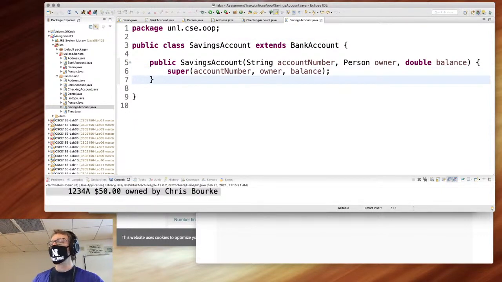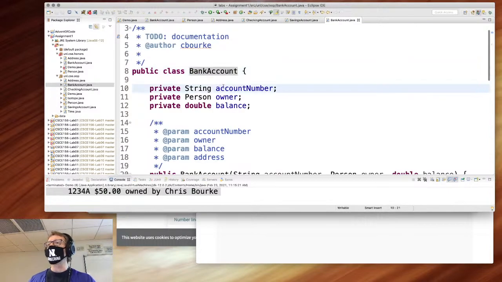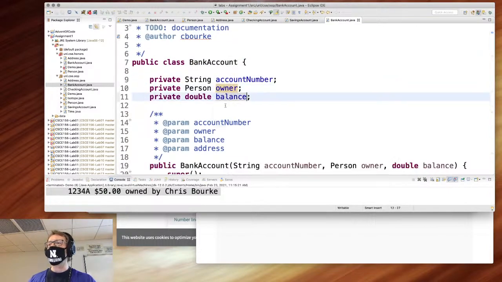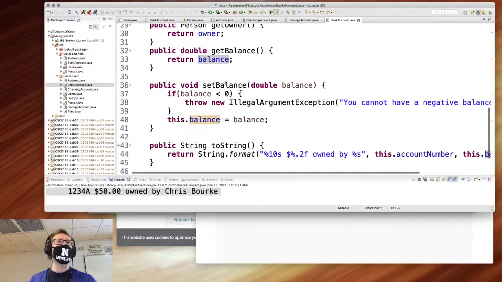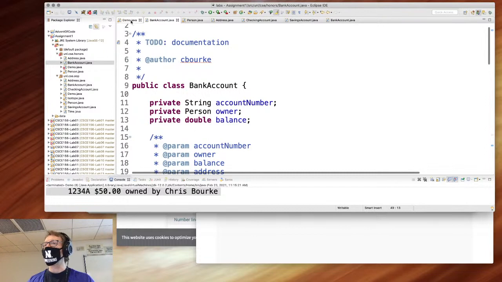Okay. Now I've got this hierarchy where I've got a savings account and a checking account, and they all have commonality. Instead of copy-pasting all of these fields, an account number, an owner, and a balance, and all of this behavior here, now I've got it. Everything. Right? I've got it for free by simply extending the behavior of that other account, and I'll show that to you down here in the demo.